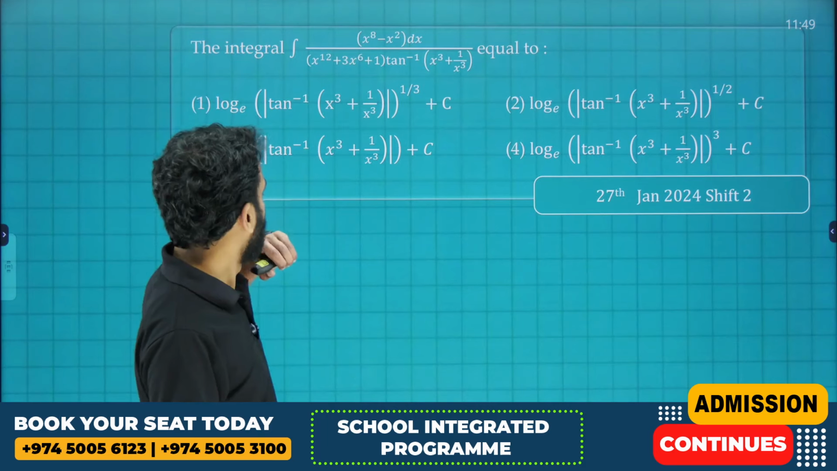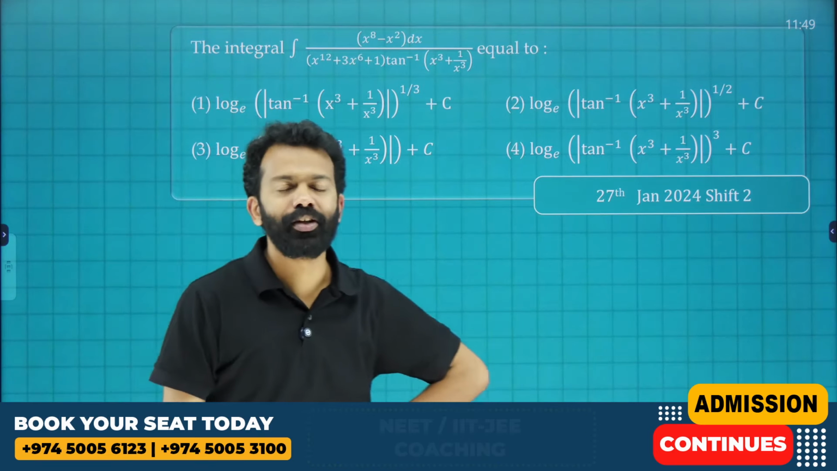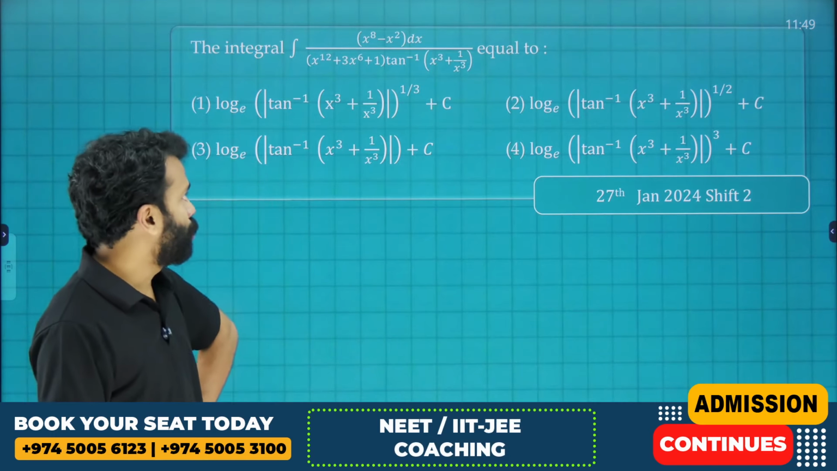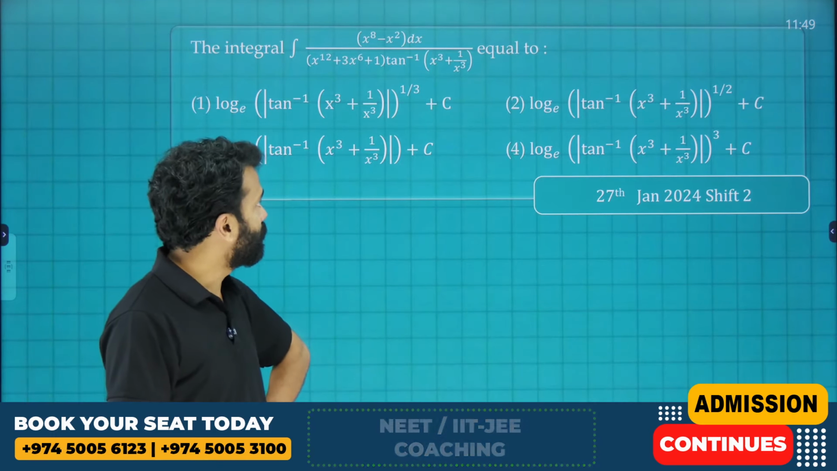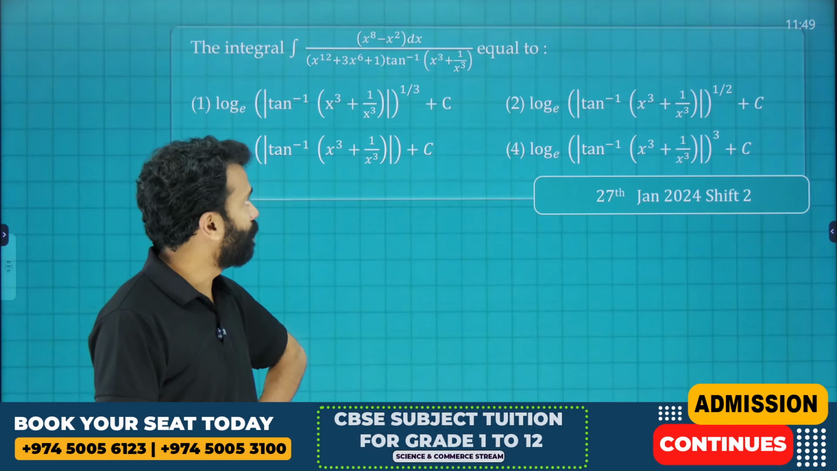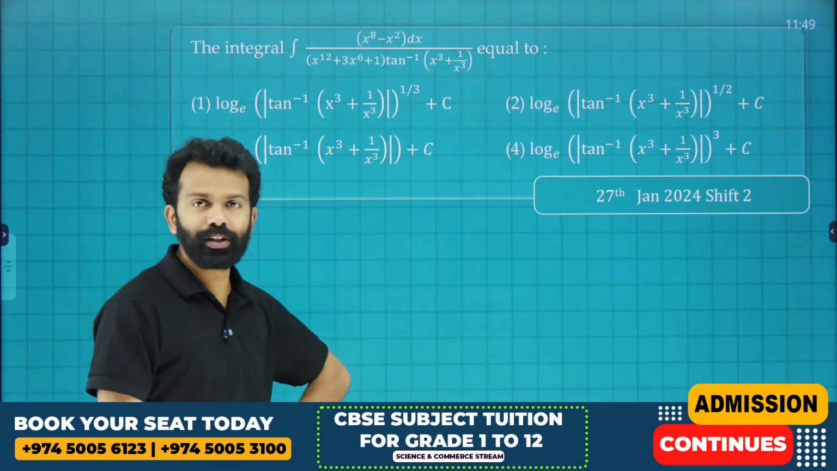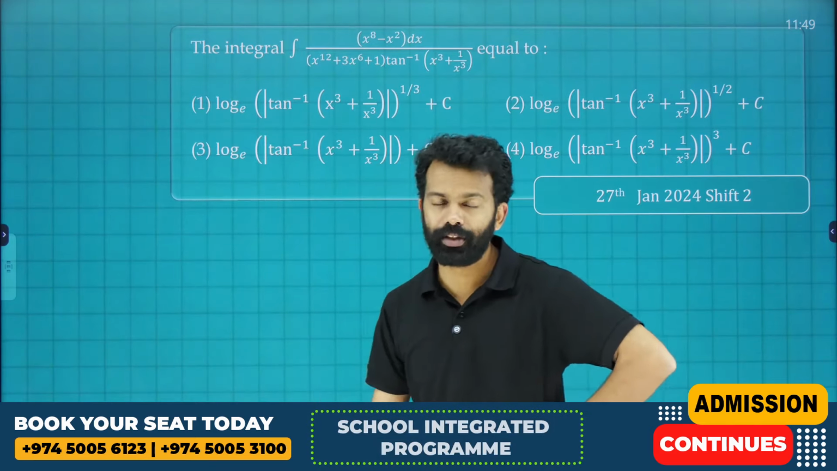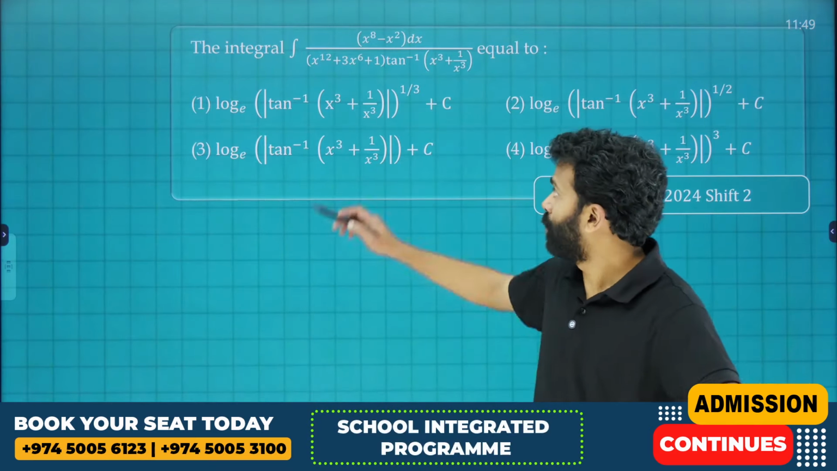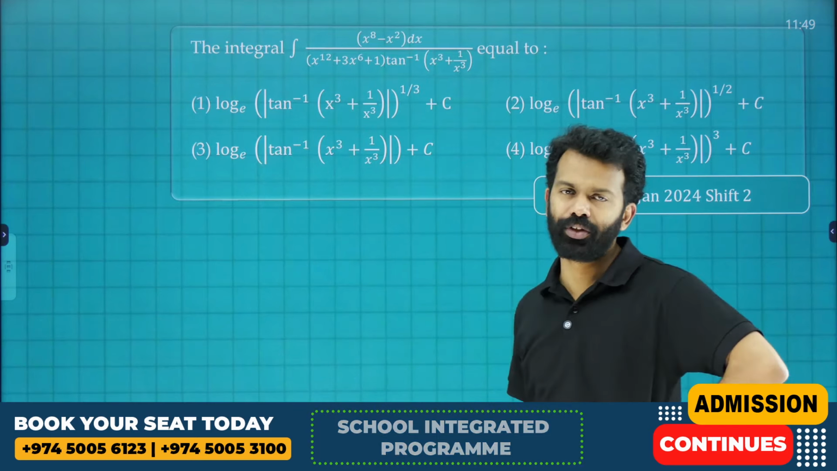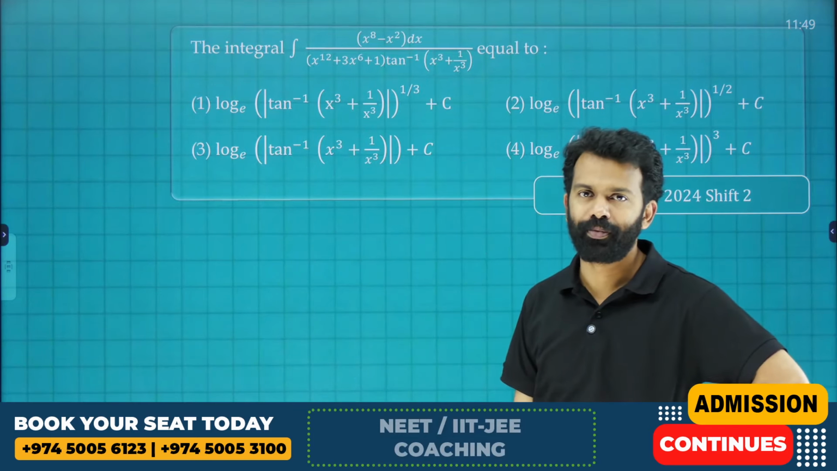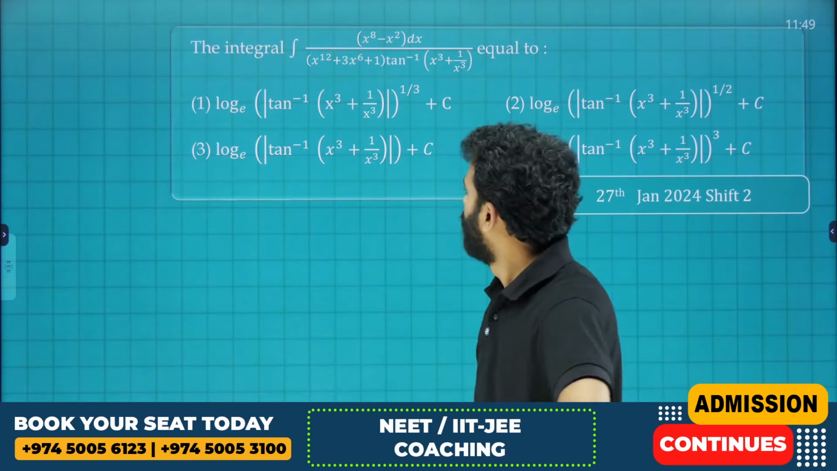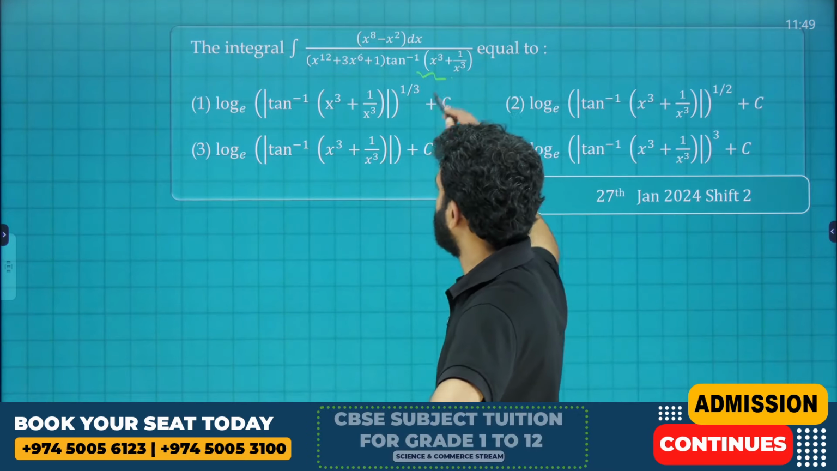Yeah, very direct one. Integral of (x raised to 8 minus x square) divided by (x raised to 12 plus 3x raised to 6 plus 1) into tan inverse of (x cube plus 1 by x cube) dx. How are you going to formulate this? Don't worry about what is presented here. It's a very easy question. How are you going to formulate this one? It's easy actually. So let's substitute this is equal to u.